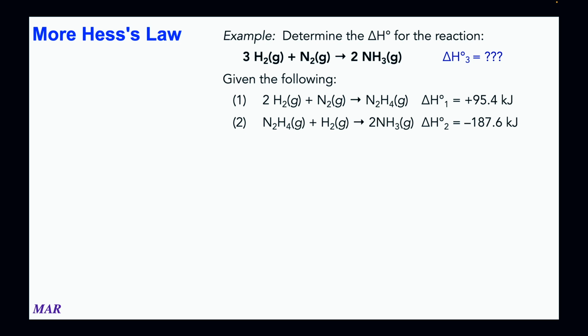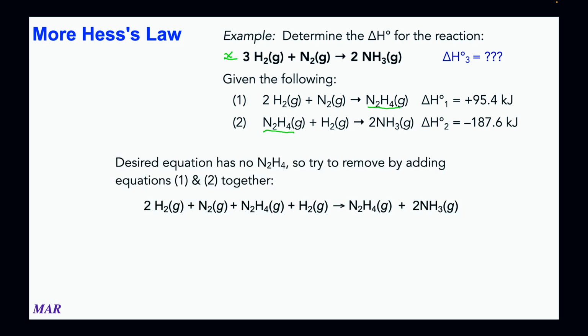Well, you can combine these two reactions in order to get the desired reaction, and this is what Hess's law is all about. Now, a couple of things. First of all, notice that we don't want N2H4 in our final reaction. We want to have 3H2 and nitrogen making 2NH3. So right away, what I would consider here is you want to try to add those equations together, because N2H4 is a product here and N2H4 is a reactant there, and they're the same phase. So when we combine them, the N2H4 will cancel out.